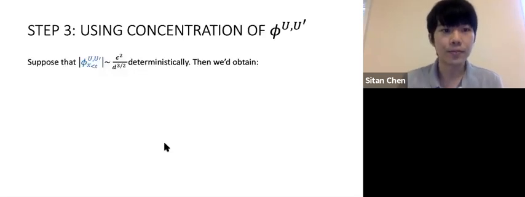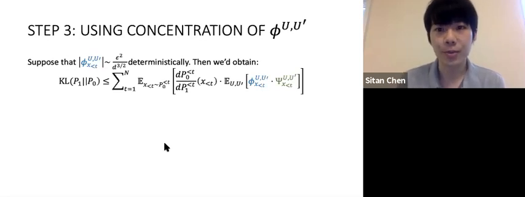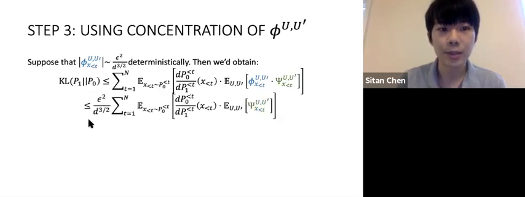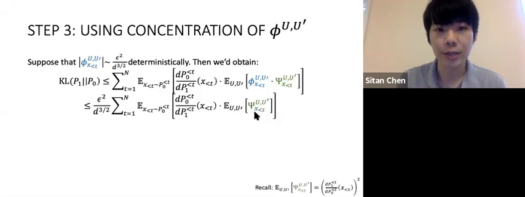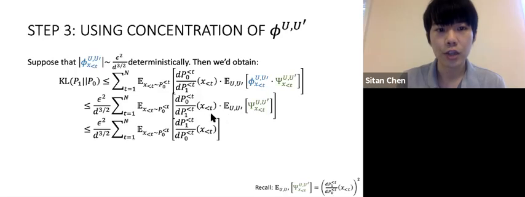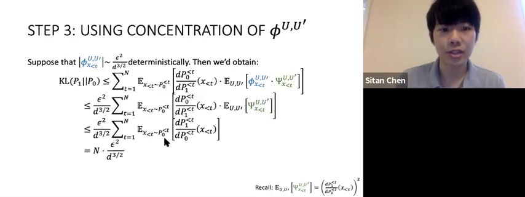Let's say for the time being that instead of having tails, we even have a deterministic bound on phi. So what happens then? Here's the expression from the previous slide. We can now pass the phi outside, replacing it with an epsilon squared over d to the 3/2. Now recall that this psi quantity is just a square likelihood ratio on average. And so this quantity just becomes the likelihood ratio between P1 and P0 over the first t minus 1 outcomes. The expectation of a likelihood ratio is just 1, and there are capital N summands. Altogether we get that if N is little o of d to the 3/2 over epsilon squared, then KL is little o of 1.